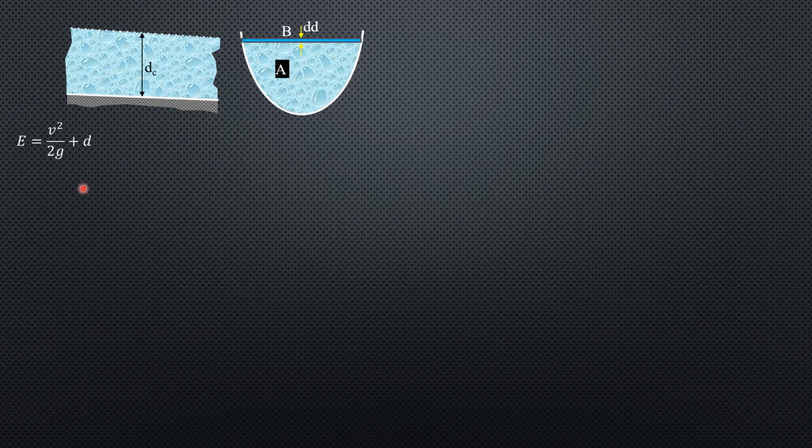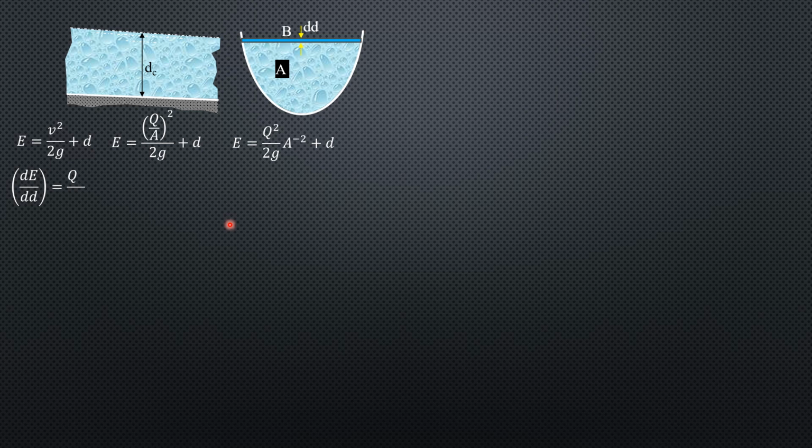So specific energy is velocity head plus depth. Replacing velocity in general by Q over area, Q squared over 2g plus depth, then specific energy is Q squared over 2g times area to the negative 2 plus depth. Take note that the area is a function of the depth, so that is also a variable. The variables here are area and depth. So minimizing specific energy, because the definition of critical depth is the depth corresponding to minimum content of energy.